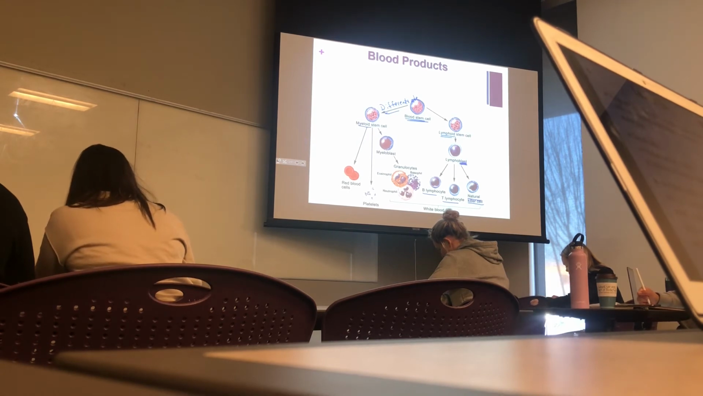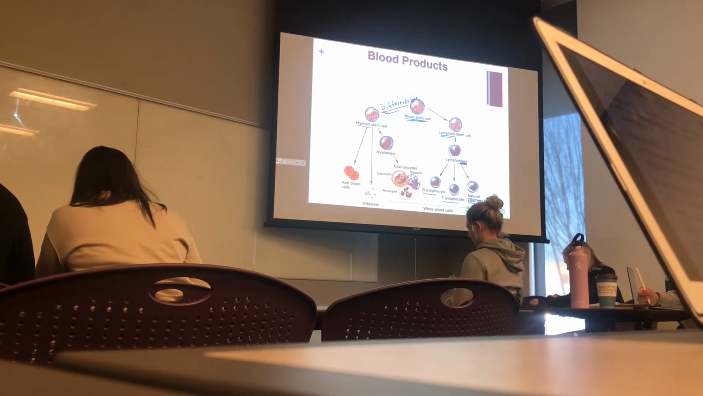One thing I do want to point out, though, is that these blast cells, whether it's a lymphoblast or a myeloblast, these blast cells, they're kind of big, okay?